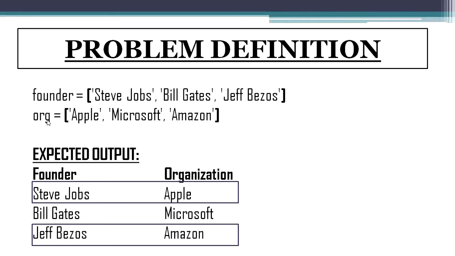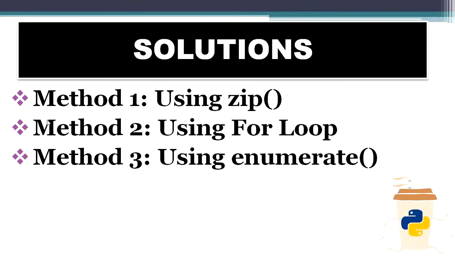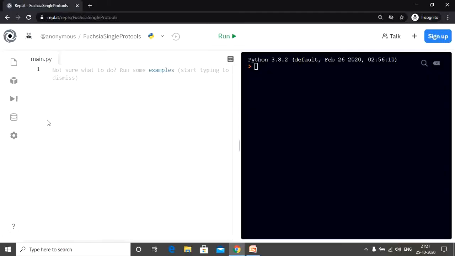So without further delay, let us have a look at the different methods that we are going to discuss in order to solve our problem. These are the three methods that you can see on the screen which we are going to use. Now let us quickly move into our programming screen. The first method that we are going to use is the zip method.